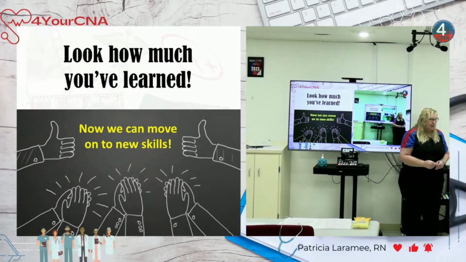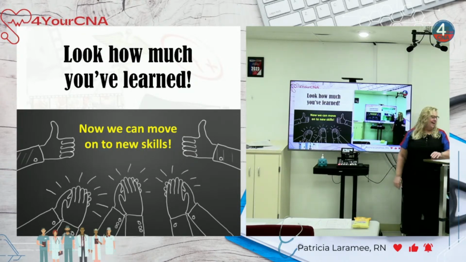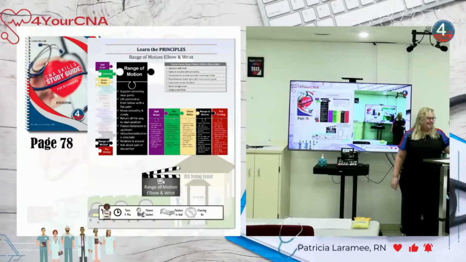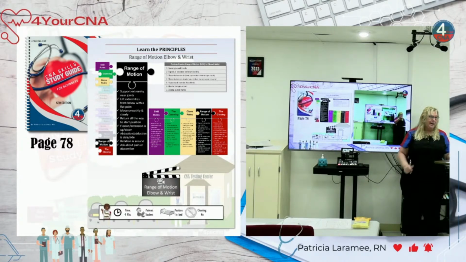Abduction, adduction was side to side. And rotation was around. So the way to remember that, guys, is USA. Flexion, extension, up, down, U. Abduction, adduction, side to side, S. Rotation is around, A. Okay, so USA. Some people do well with memory tricks, others don't. So if it doesn't work for you, just skip over it. But if it does, it may help.